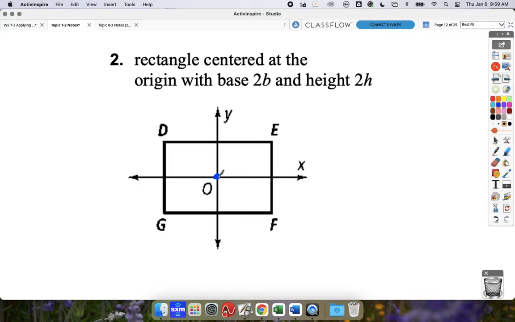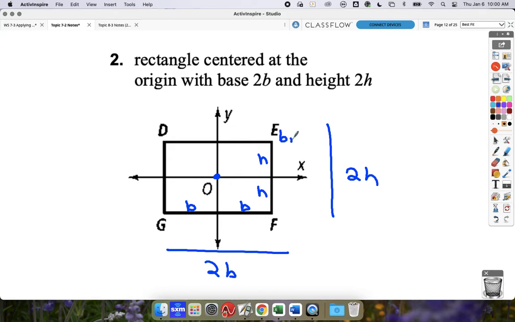B, H. It is just B, H. From here to here is 2 B's, which means that this piece is B and this piece is B. From here to here is 2H, which means that this piece is H and this piece is H. So you have to go over B and up H to get to E.